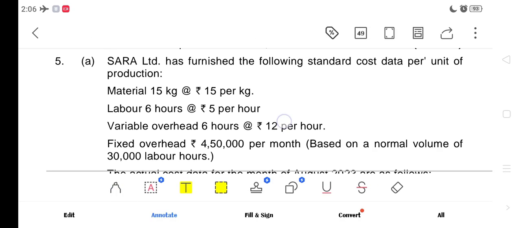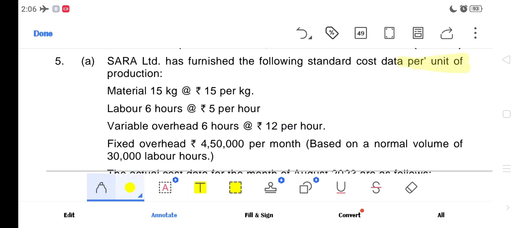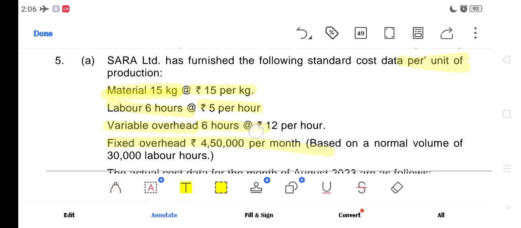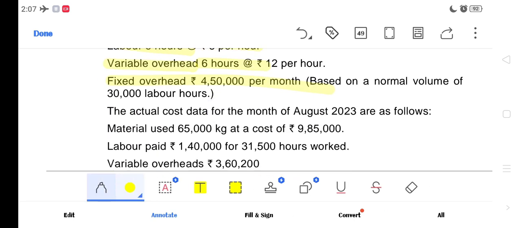They have given data only per unit. Per unit, the quantity required is 15 kgs at the rate of 15 per kg, and labor is 6 hours. They have given all the data about variable and fixed. And let's see the actual data.